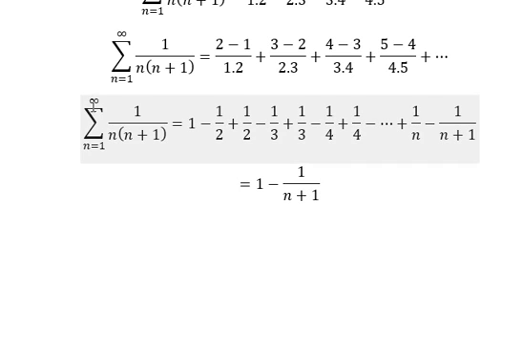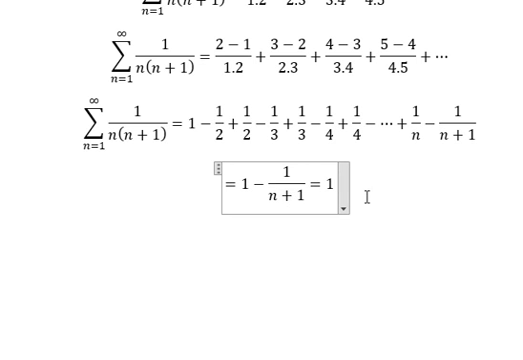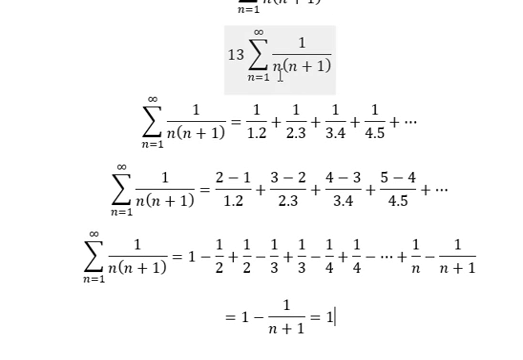We know that n goes to positive infinity. This one goes to positive infinity. This one, n plus 1, will go to positive infinity. 1 divided by positive infinity, we have 0. So this one equals 1. And now the value of this one equals 1, and we have 13.